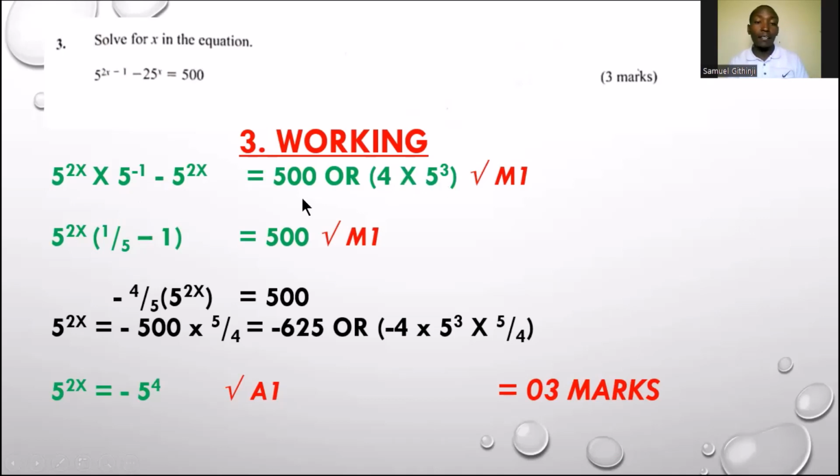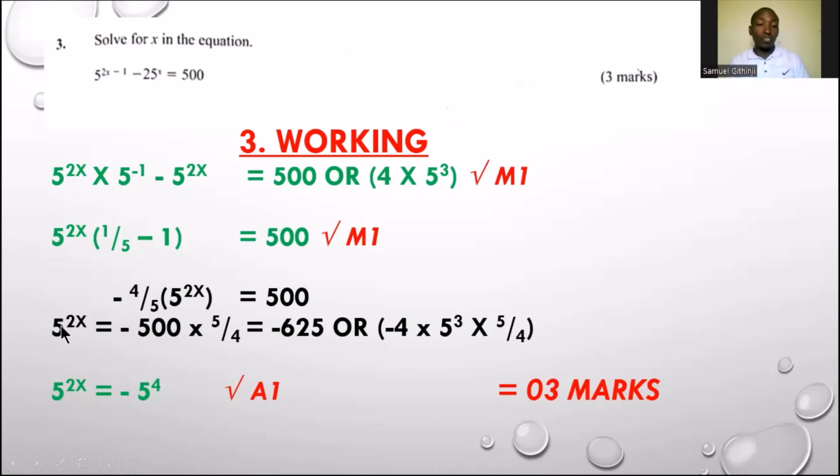Then you factor out 5 raised to the power 2x. Remember, 5 raised to the power negative 1 is a fifth. A fifth minus 1, because what remains here is 1. My student, you can assume that this is m and this is m. So if you factor out m, you'll have a fifth and minus 1 here. That's all we've done there. Equals 500. Then a fifth minus 1 is negative 4 over 5. Then 5 raised to power 2x, times negative 4 over 5, equals 500.